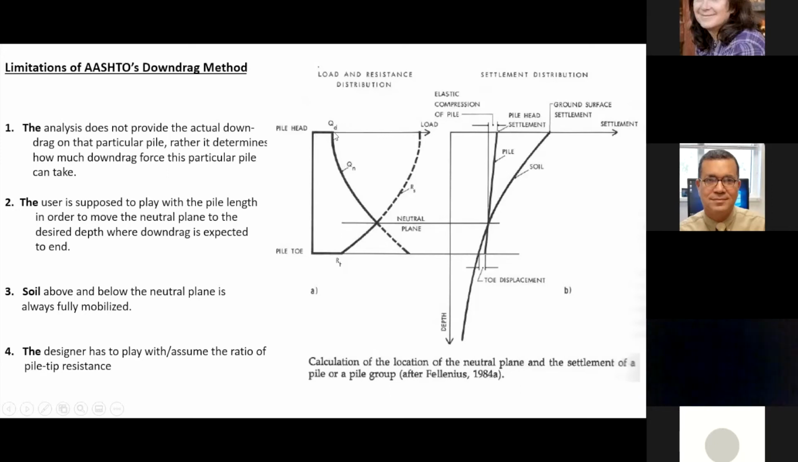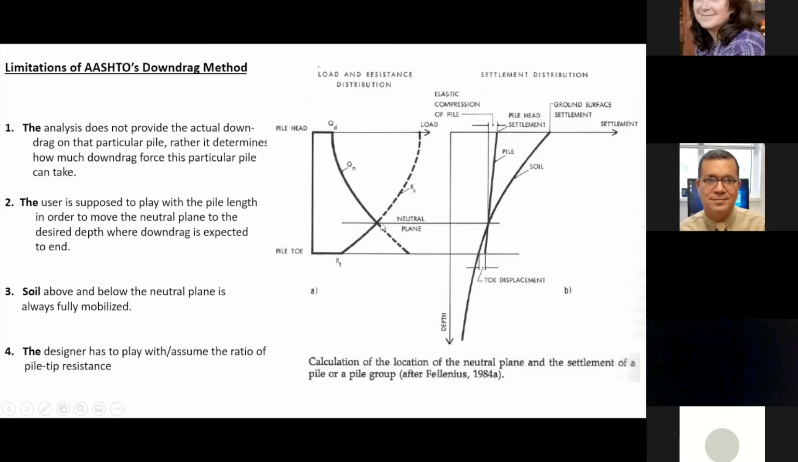And then you are going to say, here is the ultimate negative skin friction that could act on that pile, going down until you reach the pile tip. And here is another curve that determines the ultimate positive skin friction resistance of the pile from the tip to the top. So this is the resistance. This is the upward resistance. This is the downward force.